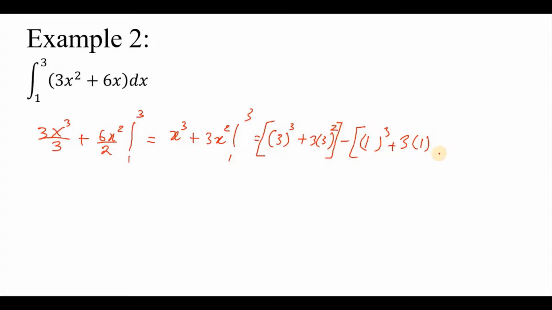Here is a square right here. I forgot it. So the final answer will be 27 plus 27 minus 1 plus 3. So this is equal to 54 minus 4, which is equal to 50. And that is the final answer.